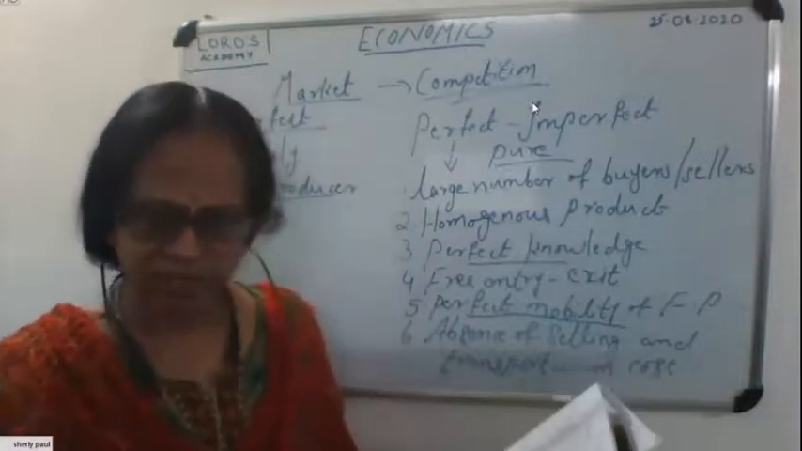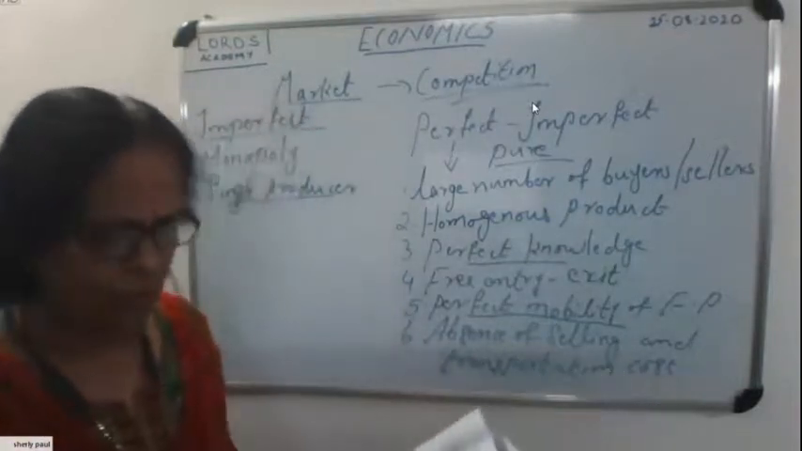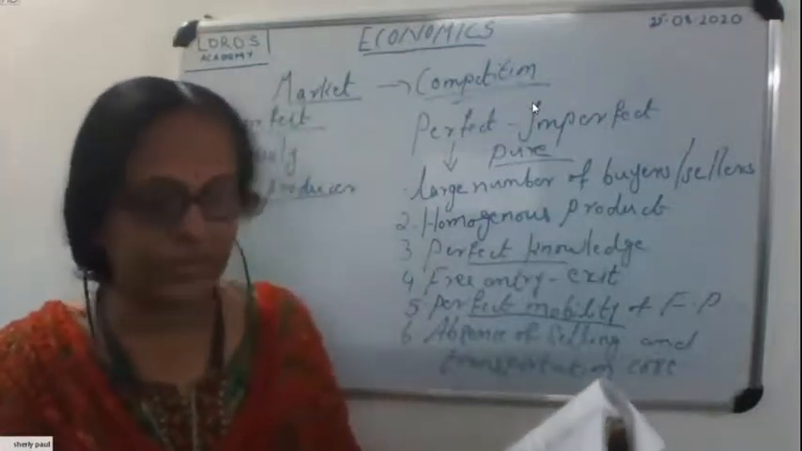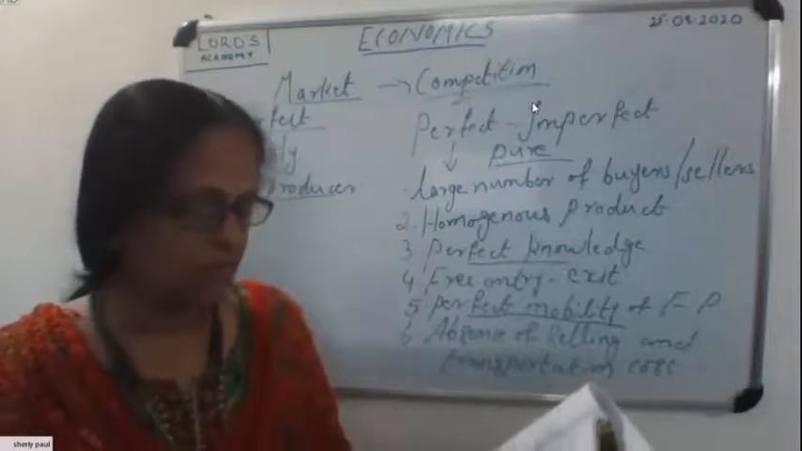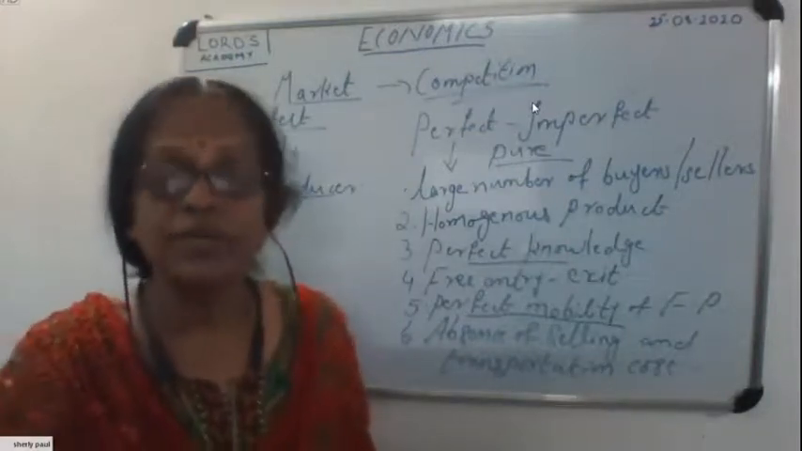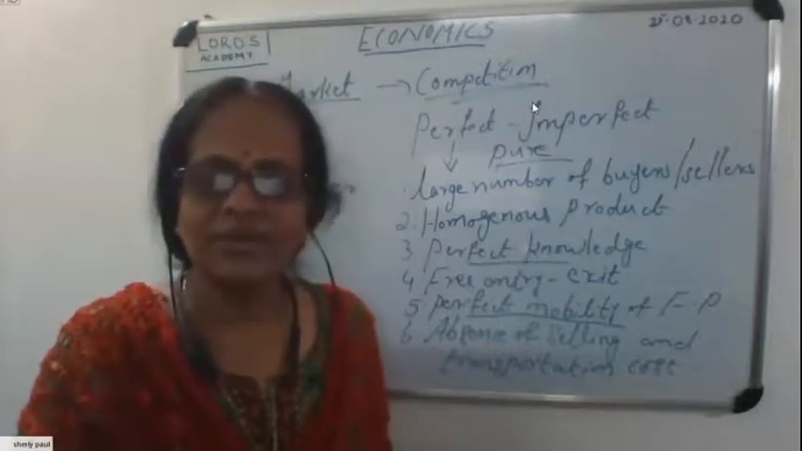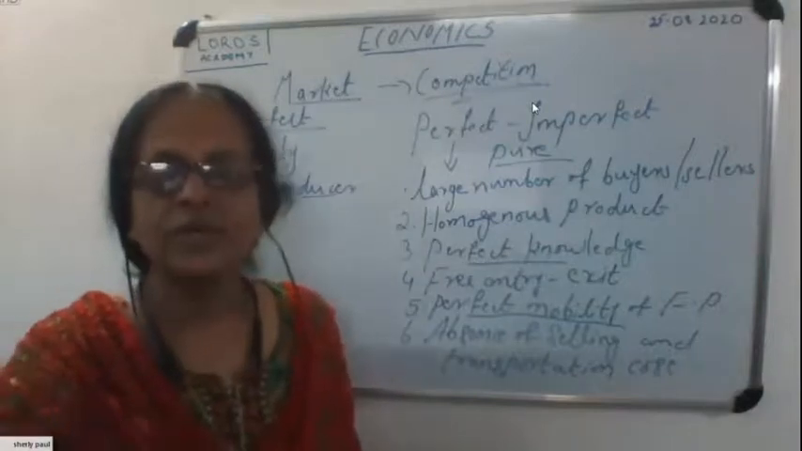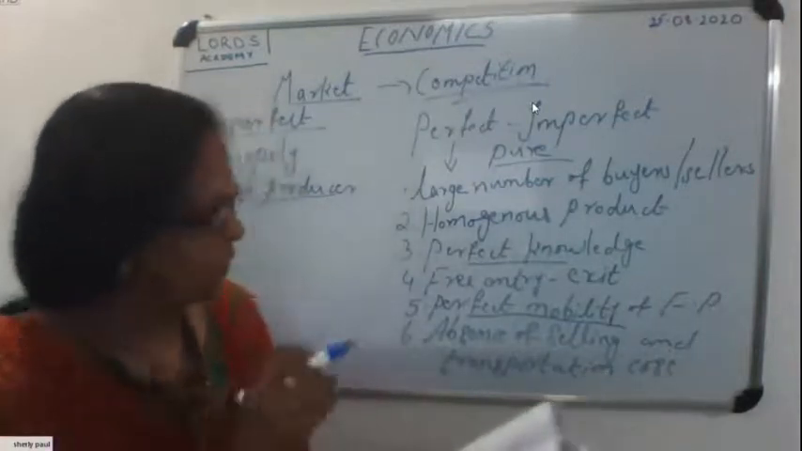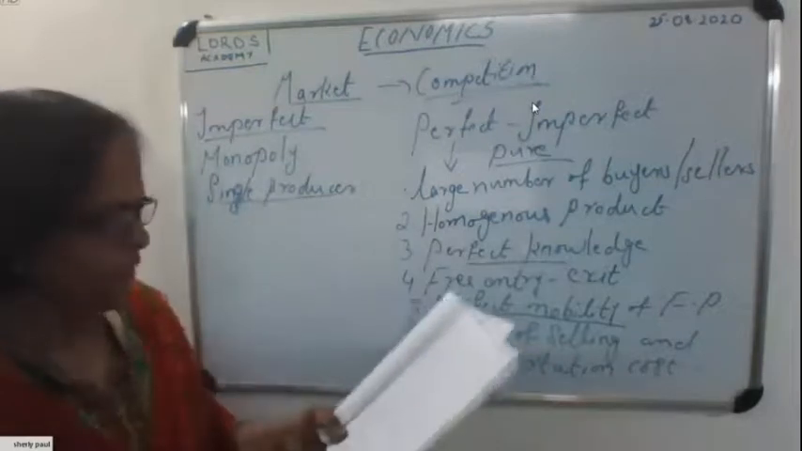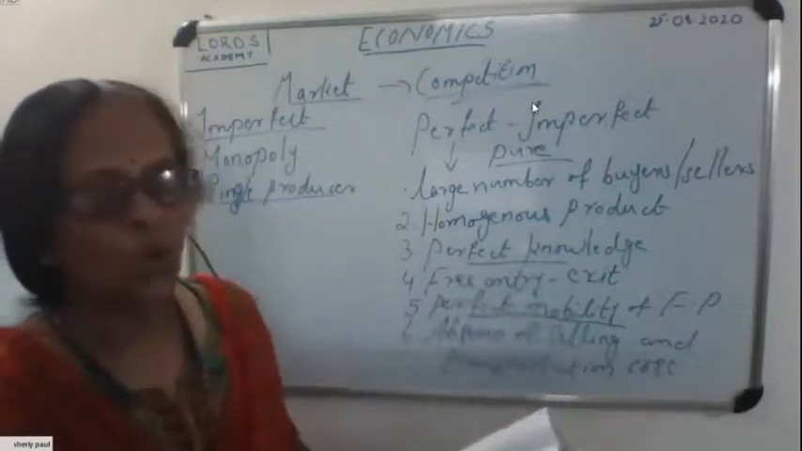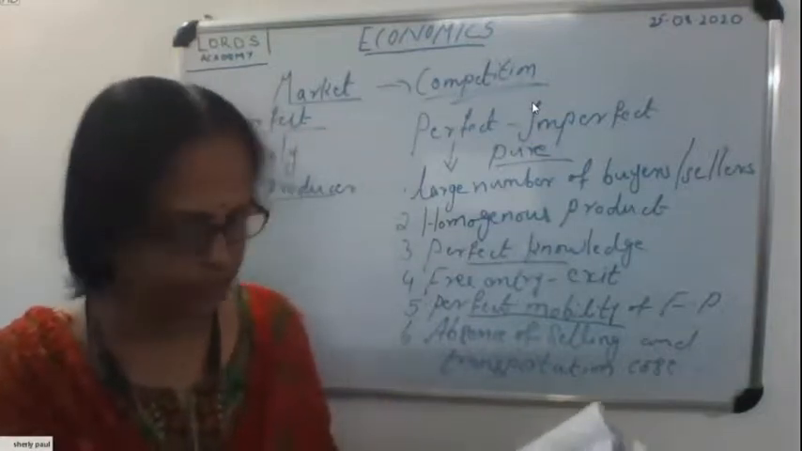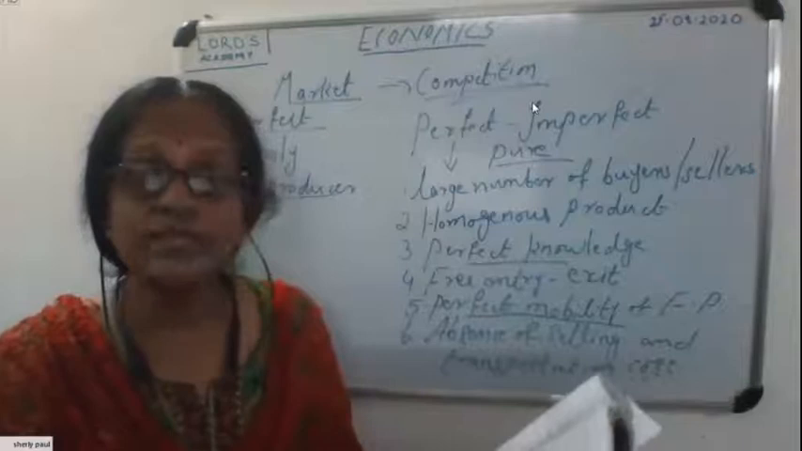Here the main features of the monopoly market are given. There is a single seller or producer of that particular commodity, thus it may be called a single firm industry, because only one firm is there to produce that commodity. Second one is there is no close substitute. It is written in a paragraph, but I give these points only, it is enough.